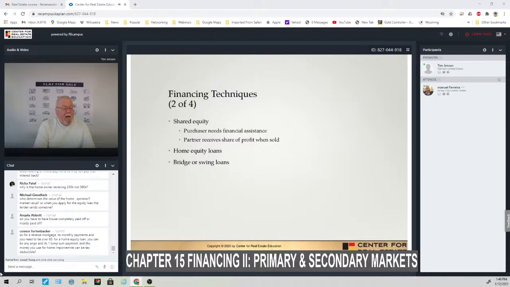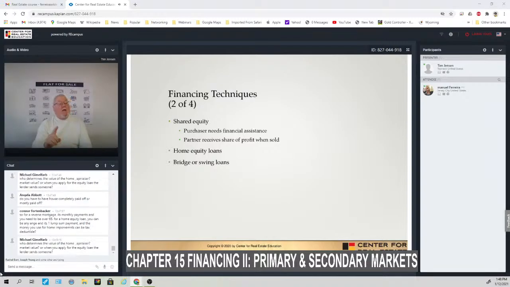Do you have to have the house completely paid off or mostly paid off? For a home equity loan, no. A reverse mortgage is monthly payments and you need to be over 65, but for a home equity loan, you can be any age and it's one lump sum payment. The money used for home improvement can be taxed. Not the money, the mortgage interest on the home improvement can be used.